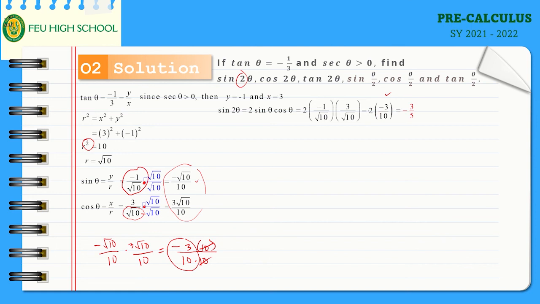So simplify natin yung 10 natin at saka 2. So yung 10 natin, we can factor it as 5 times 2 and we can cancel out the 2. So meron na tayo negative 3/5.